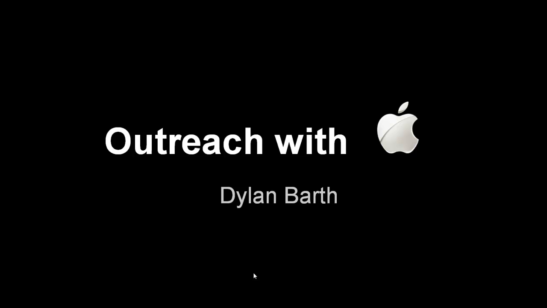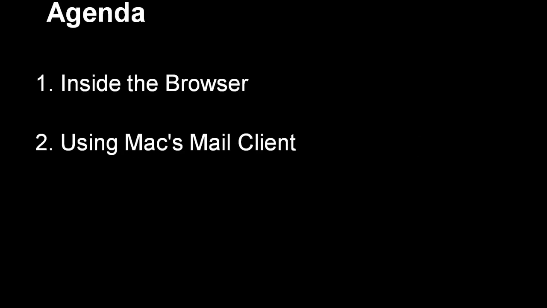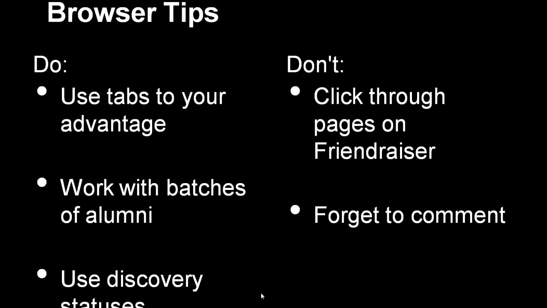Okay, so I'm going to talk very briefly about how to perform outreach with a Mac. So we're just going to talk a little bit about how to use your browser effectively to use FriendRaiser, and then how to use your browser to hook up with the Mac's mail client to speed up your email outreach process. So just very briefly, when you're using your browser, you want to use tabs to your advantage, and I'll show you this later on in the demo video.